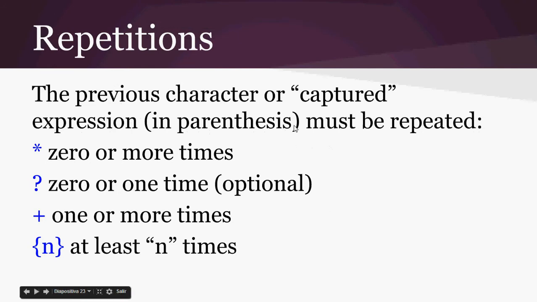According to the symbol, in this case, when you have a star, it should be absent or it could be more than one time. The question mark means that it should be absent or only one time. It's called an optional metacharacter. And the plus sign means that it will be at least one or more than one time. And we have these curly braces with an n, which is a number, 1, 2, the number that you want. It means that the previous character or capture expression should be repeated at least n times.